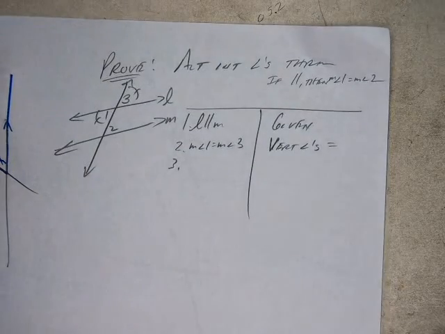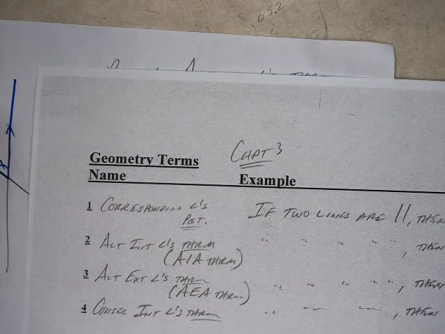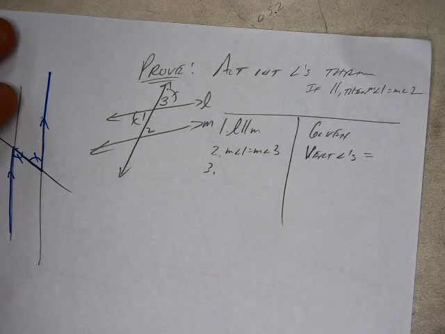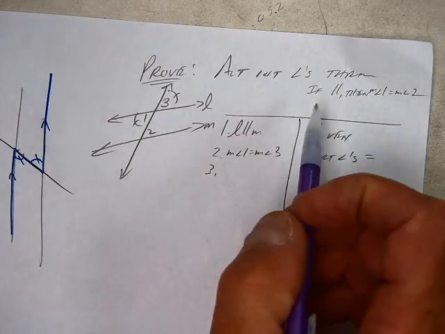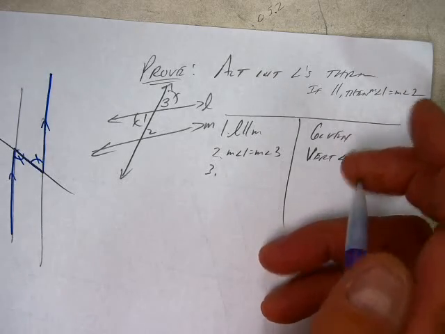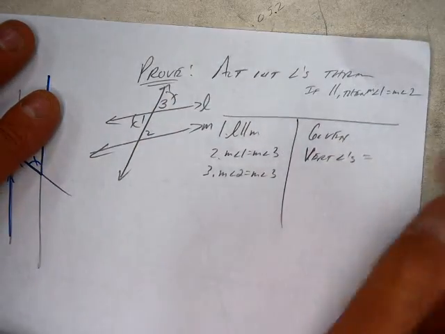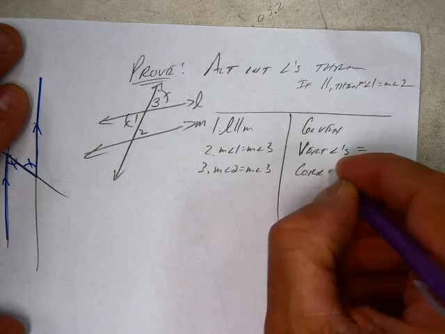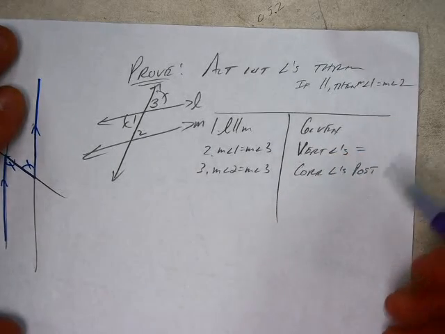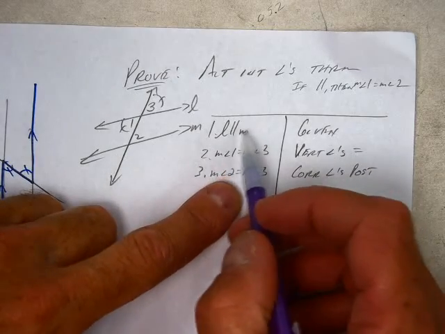What else do we know? And remember, whenever we're proving something, we can use all the postulates and theorems that we've already proven, and we can use postulates. So what else do we know about this drawing? What do we know about 2 and 3? They're corresponding. I can't use alternate interior to prove the alternate interior proof. But I could say 2 and 3 are equal. Why? It's the corresponding angles postulate. But we've got to be careful. The corresponding angles postulate can only be used if we have parallel lines. Do we have parallel lines? Yes. So we can use that.